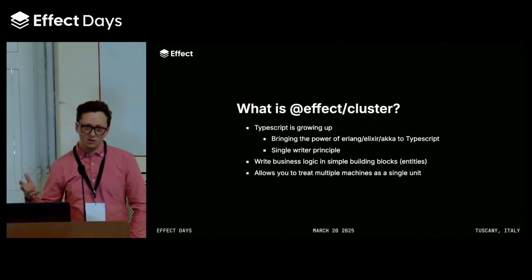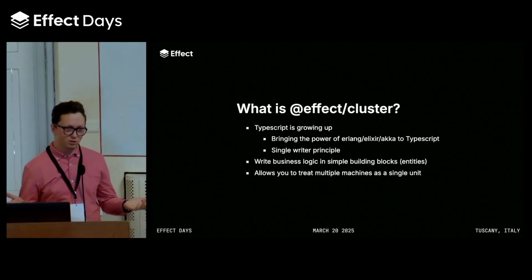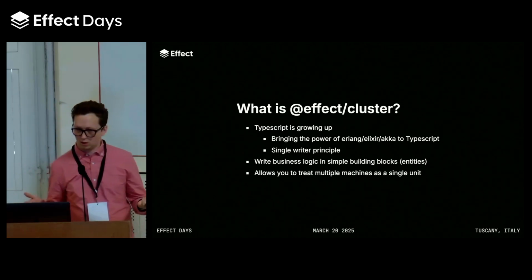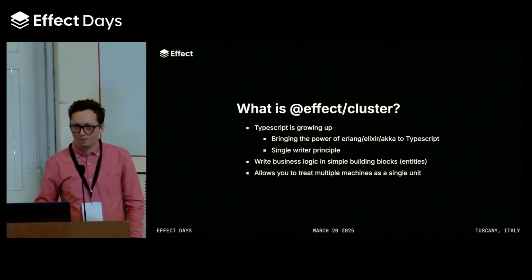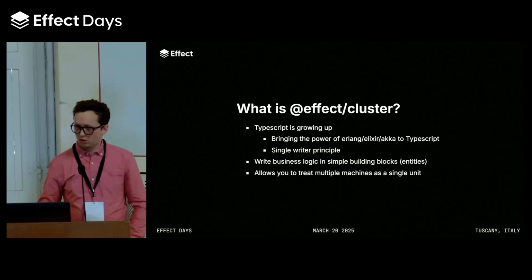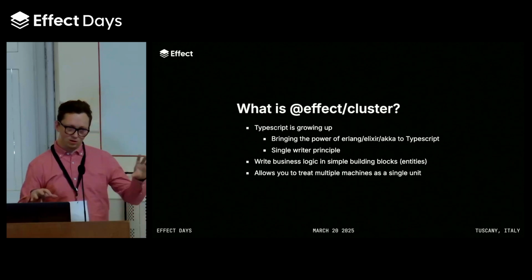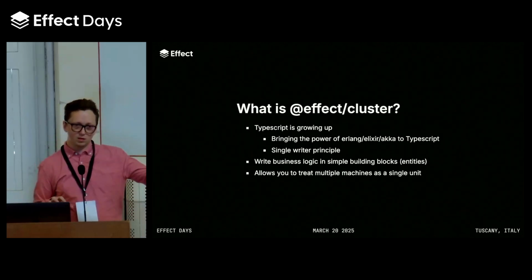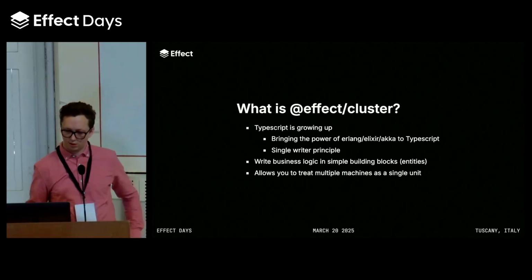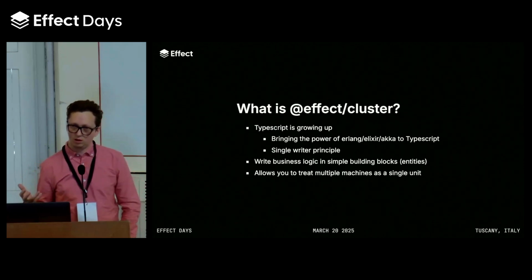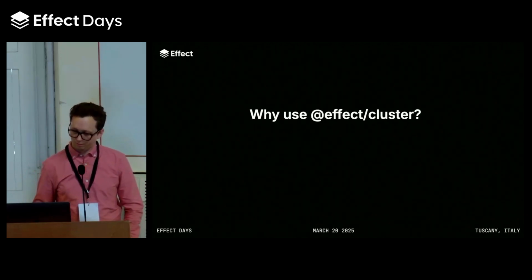And the other thing it allows you to do is treat multiple machines or Kubernetes nodes as one single unit. Drawing back to Elixir, you can have a BEAM cluster, and you don't need to really worry about where something is on the cluster. You just reference it by an ID that you define.